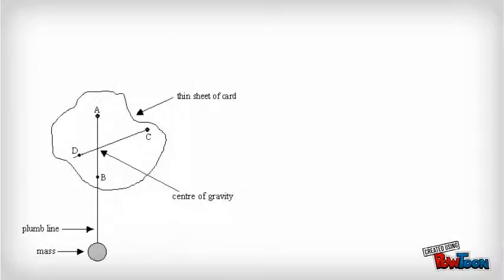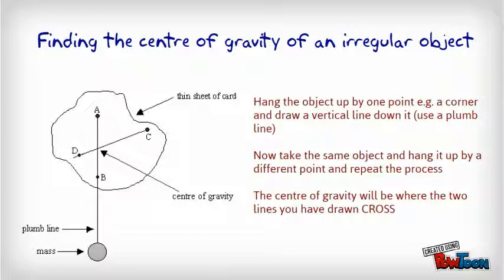And how do you find the centre of gravity of an irregular object? Well, you take your object and you stick a plumb line on it, and then you hang it up by a certain point, and the plumb line will drop vertically downwards, and where it falls downwards you draw a straight line on the object. You take the same object, you move the plumb line into a different position and hang it up by a different position. And again the plumb line will fall straight down, you draw another vertical line where the plumb line falls, and now you should have two vertical lines on your object. And where those vertical lines cross, that is where the centre of gravity of that object is.